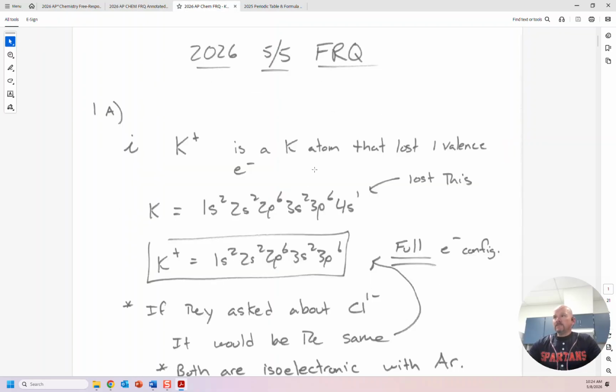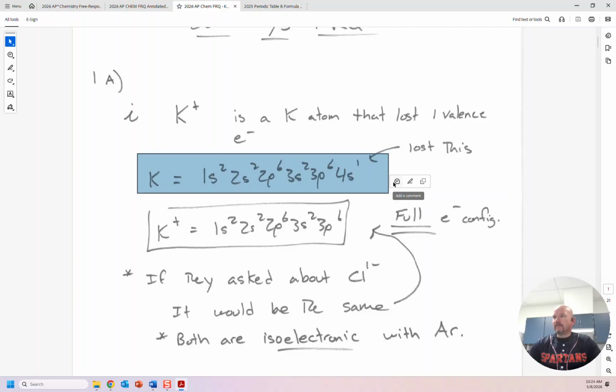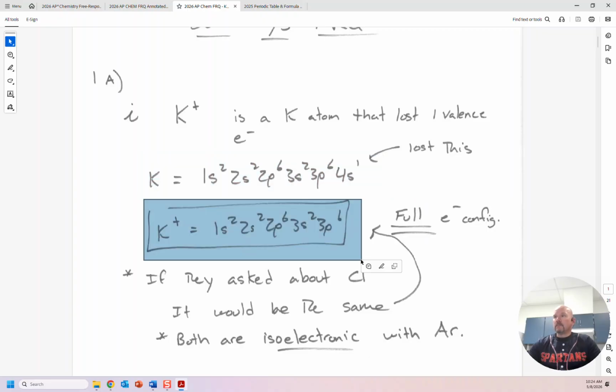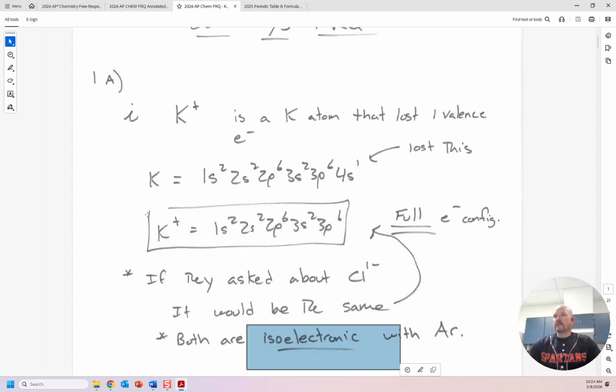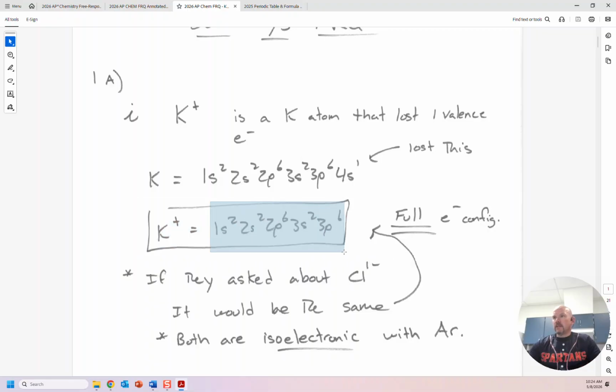If we look at the key, a lot of students are just going to write the regular electron configuration for potassium. That's wrong. We have to write the electron configuration for argon, because K plus is isoelectronic with argon. So that's your answer. You don't need to write all this extra stuff; they just wanted the electron configuration, and really all you needed to do was write that. It shouldn't take much time, but you have to make sure.